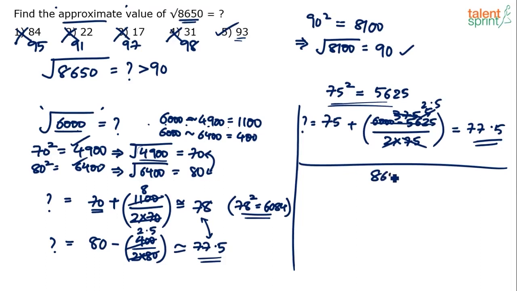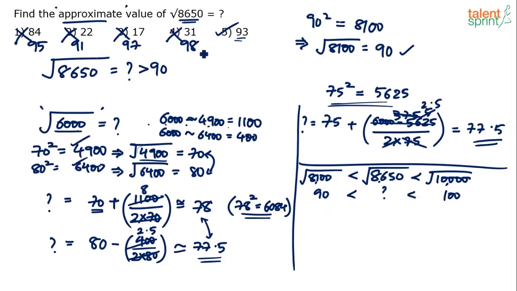See, 8650 is the given value, square root of 8650. I know that 8650 is between 8100 and 10,000. Now, why are we taking 8100 and 10,000? Because both of these are perfect squares. Square root of 8100 is 90, square root of 10,000 is 100. Let's say square root of 8650 is question mark. Now, this question mark lies between 90 and 100. The answer here lies between 90 and 100, right?